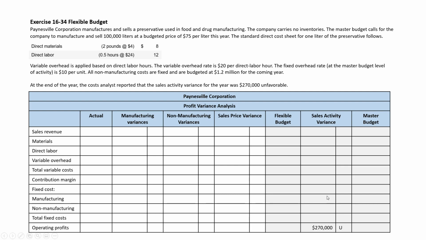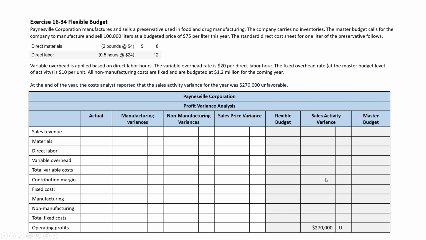One thing that I think is especially tricky is that students often look at this and say sales activity variance, well, that must just be the difference between the master budget and flexible budget for only sales revenue. And I think they could have written this problem a little bit more clearly. What they were trying to say is, no, this $270,000 unfavorable is the total operating profit sales activity variance. So the difference between the master budget for operating profits and the flexible budget for operating profits. Overall total difference. I think that becomes very tricky.